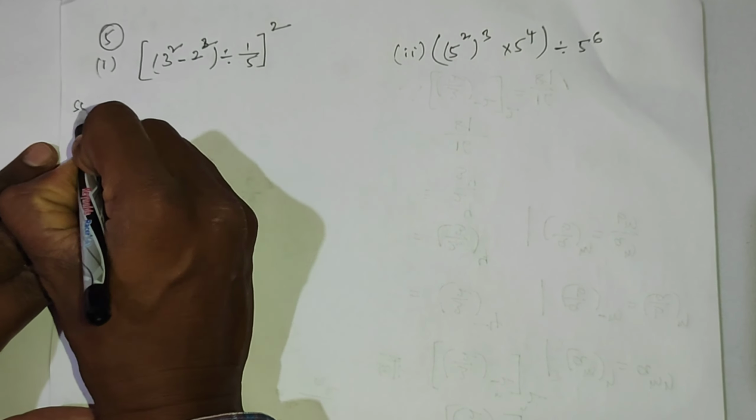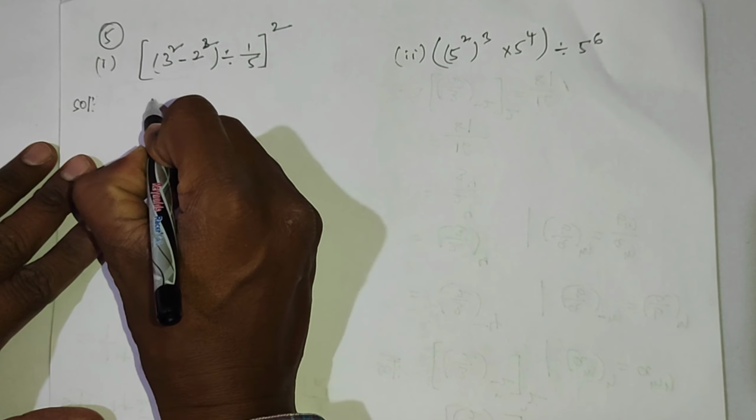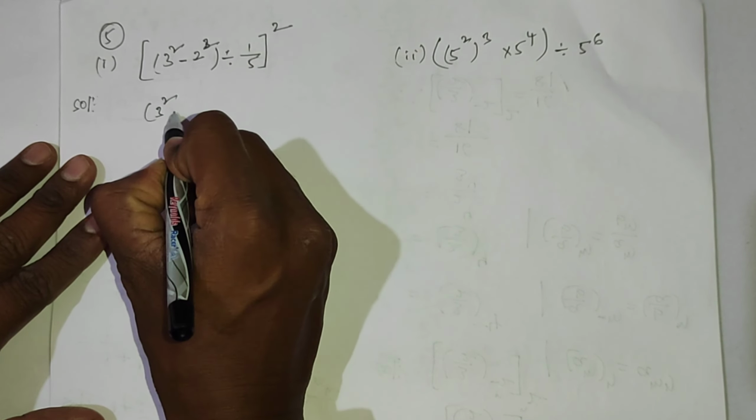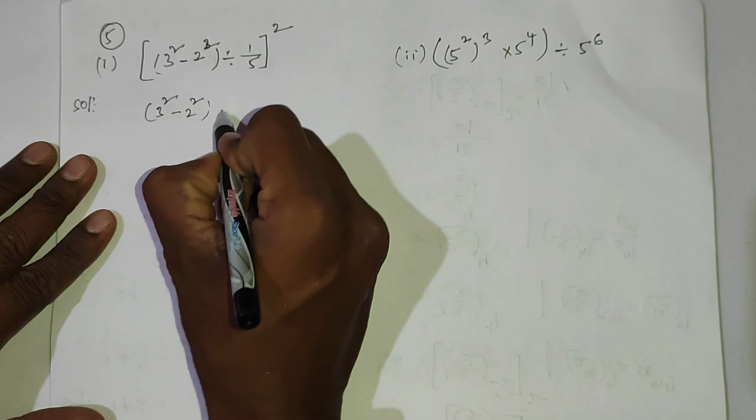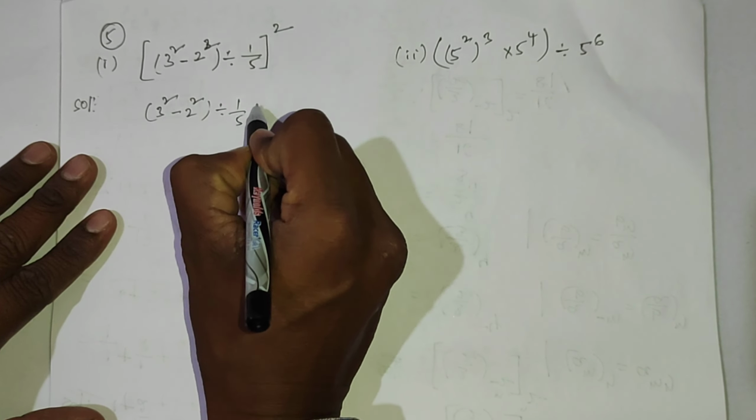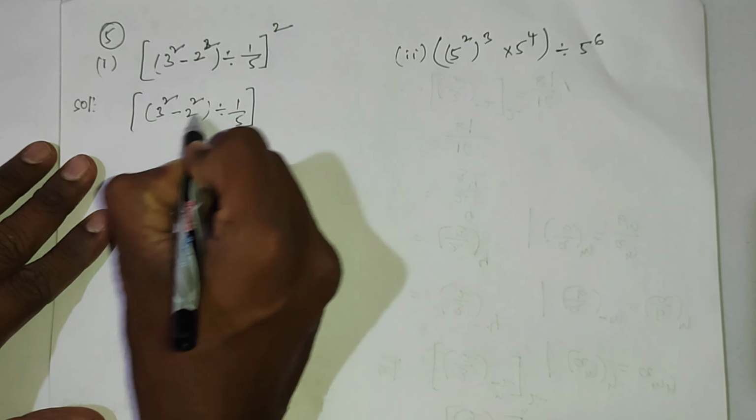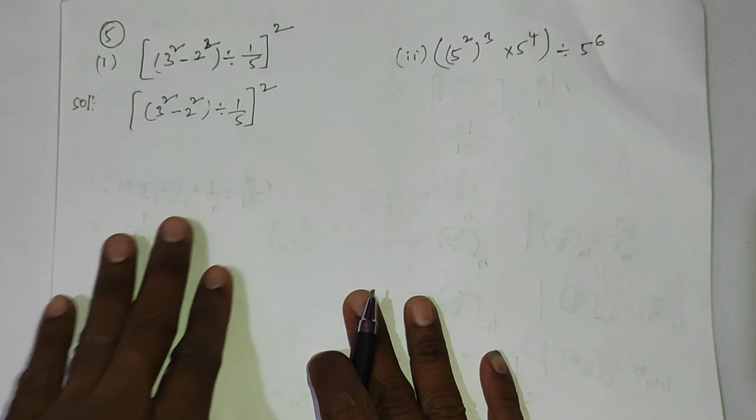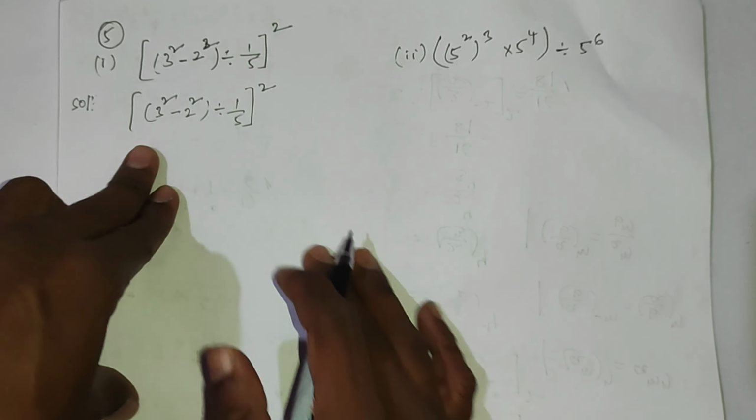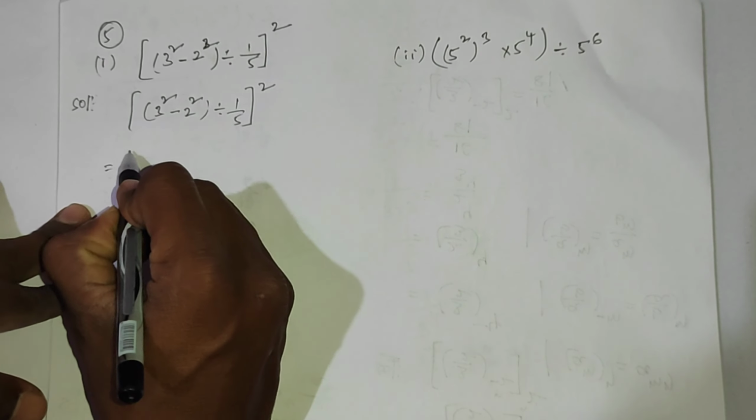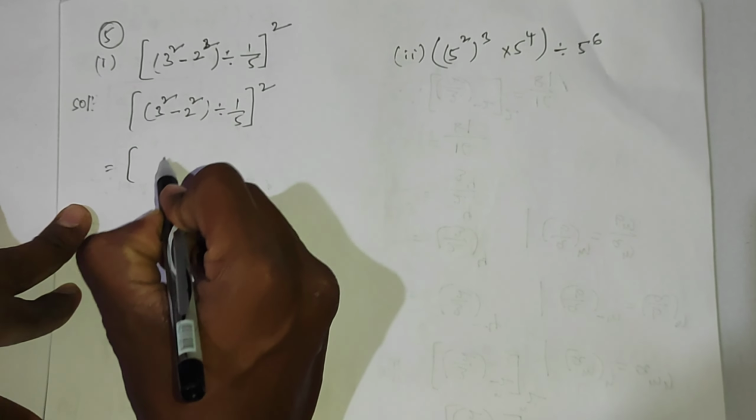First one, the question is (3² − 2²) ÷ (1/5)². Remember, the whole square is given. So we'll solve this one first. We'll start with the brackets and complete these brackets first.